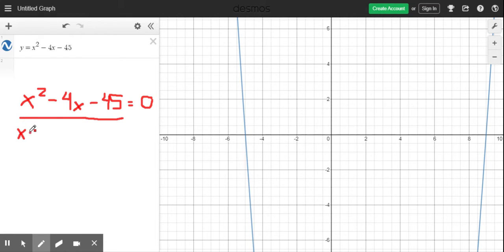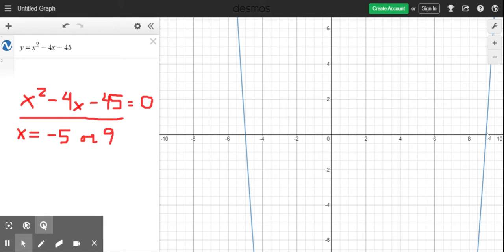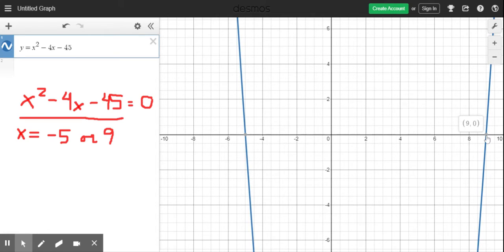You put -5 and +5? -5 or 9 is over here. Can you see where I'm touching the graph? And it's coming up at 9, 0. Okay, and it's crossing the x-axis at -5.